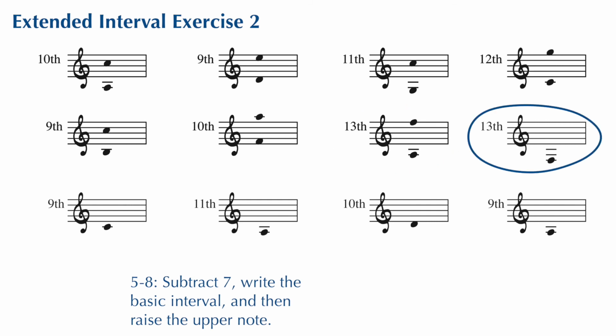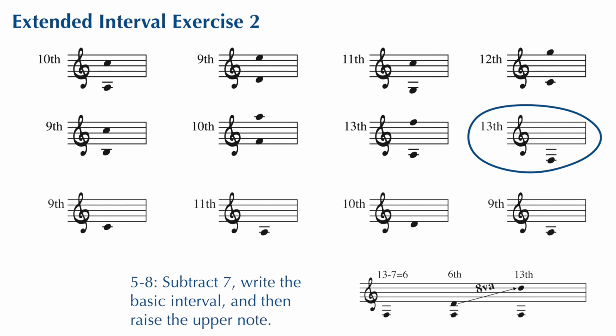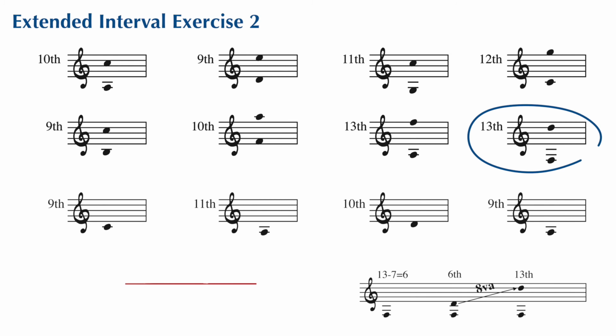Number 8, we're going to write another 13th, this time above low F. We want to write a 13th, so we subtract 7 from 13 and we get 6. We write a 6th above that low F, which is going to be D. Take that D, raise it an octave, and there's our 13th from low F to 4th line D.